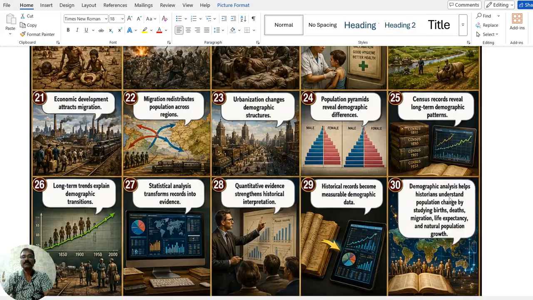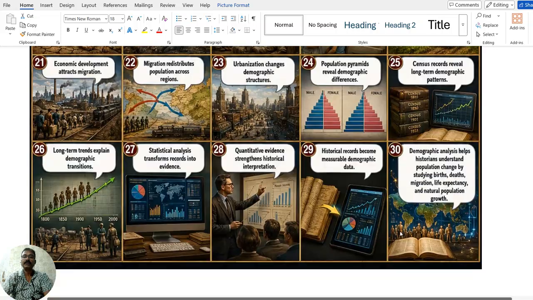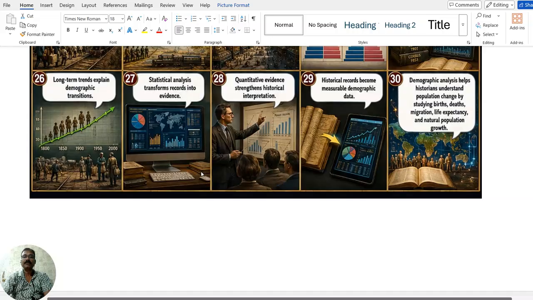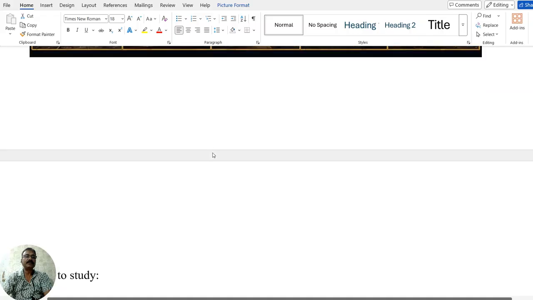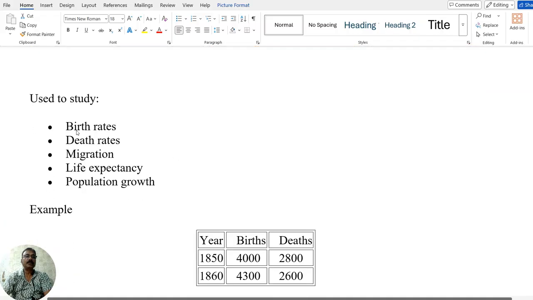Demographic analysis helps historians understand population change by studying birth, death, migration, life expectancy, and natural population growth. All these indicators are helpful for the historian to study the demographic pattern, demographic transition, demographic change, etc. Now, demographic studies help with birth rate, death rate, migration, life expectancy, and population growth.